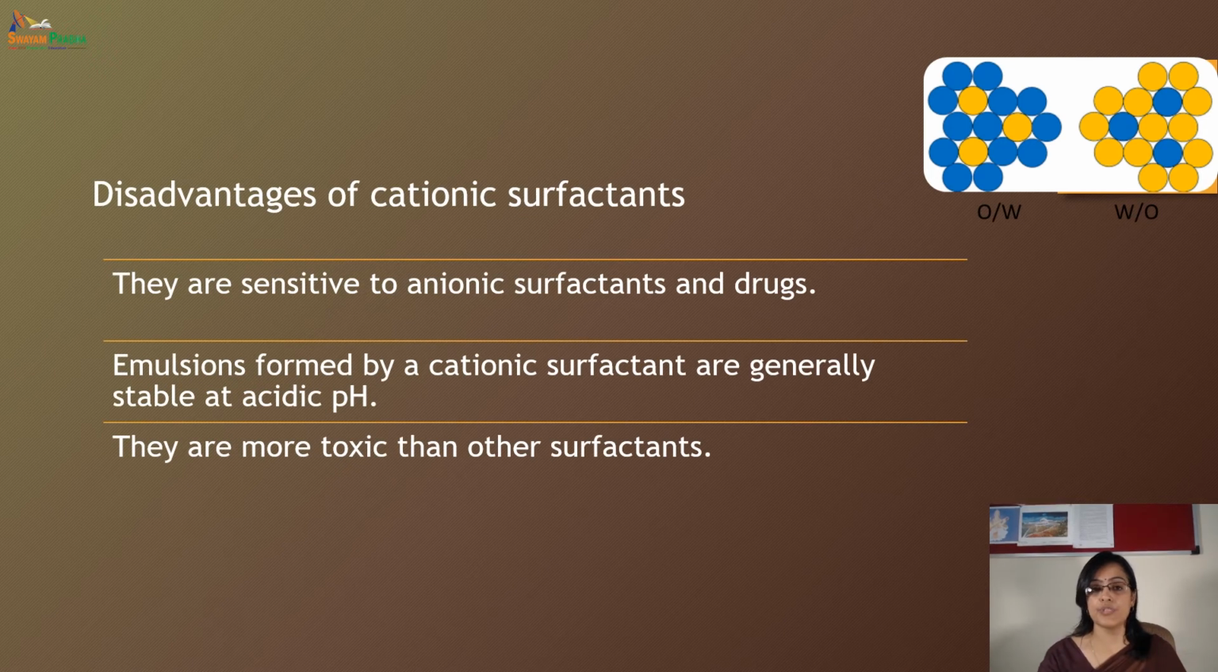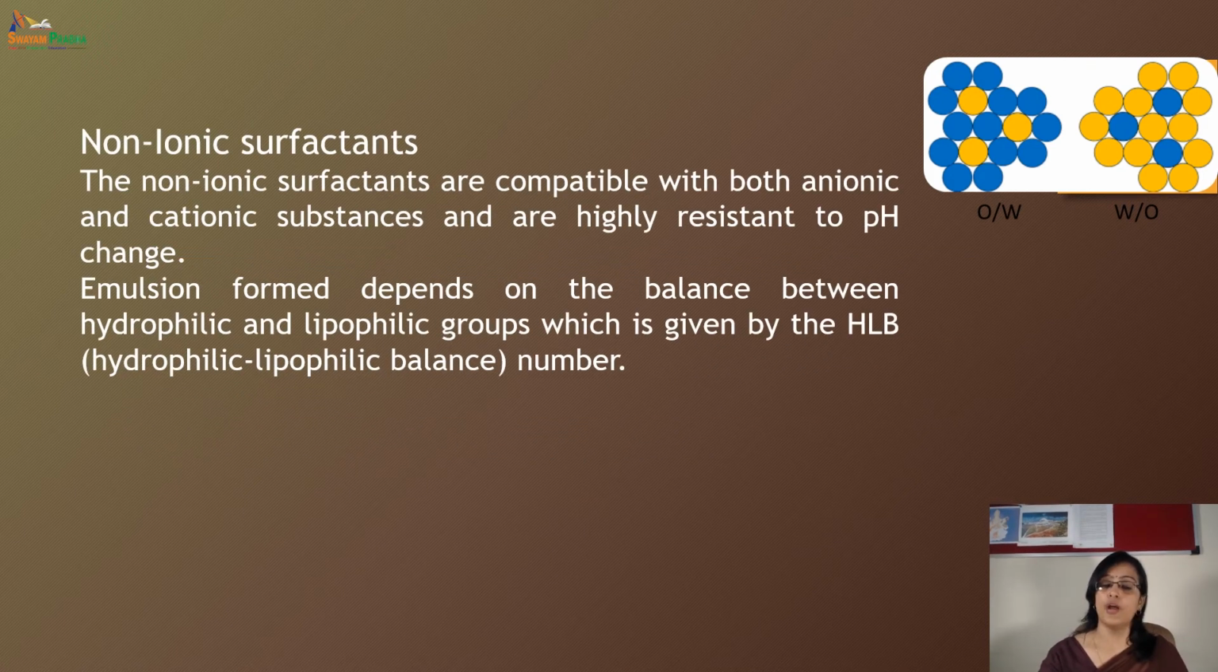Disadvantages of using cationic surfactants: they are sensitive to anionic surfactants and drugs. Emulsions formed by cationic surfactants are generally stable at acidic pH. So they are more toxic than other surfactants. Now moving to non-ionic surfactants.